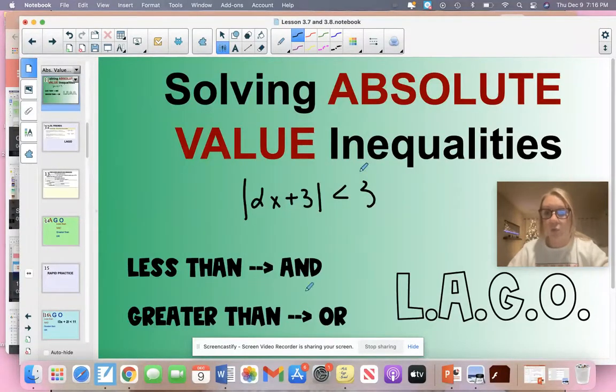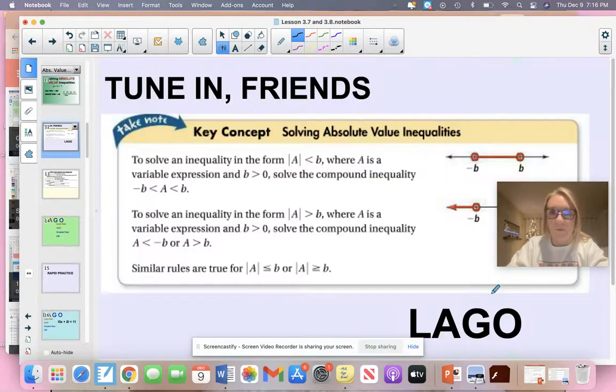Now, today in class, we only looked at the first portion of our acronym. So out of LAGO, we only looked at L and A, which is our less than, meaning that we set up an and inequality. So I'll go through that in the first part of the video. And then the second part, I'll talk about the second part of our acronym, greater than and or. So here we go.